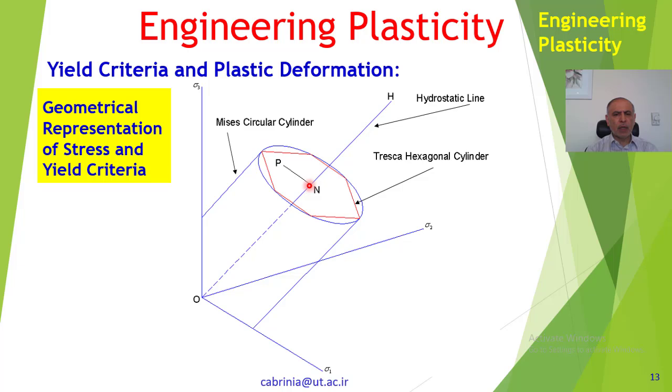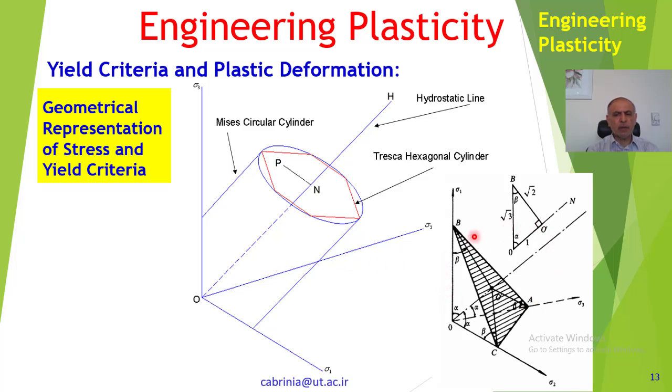So, if we have a state of stress P, OP like that, then ON would be the hydrostatic component and PN would be the deviatoric component, and it's not yielding. But if it reaches here, it yields. If it reaches here, then it yields according to Tresca, but it will not yield according to Mises. We are going to talk about this a little bit.